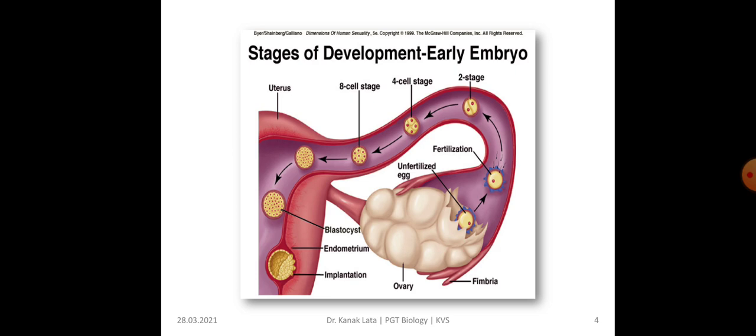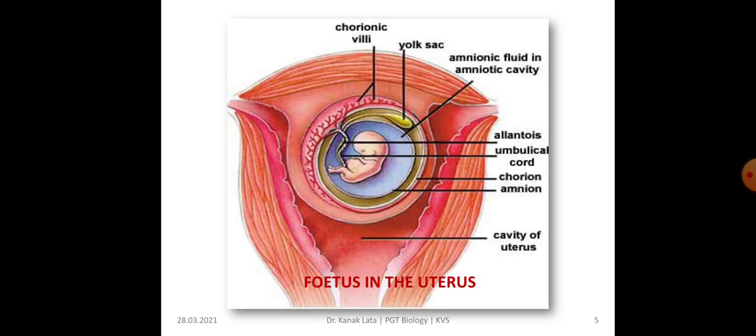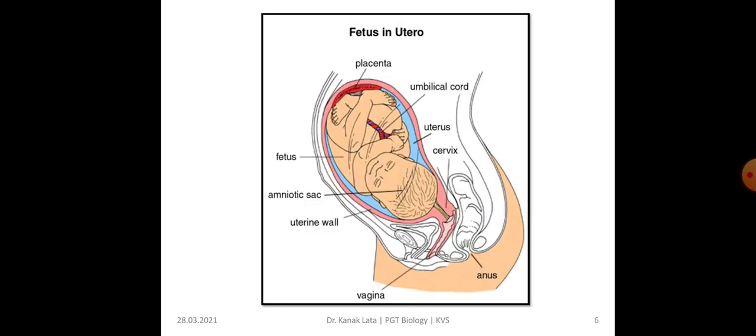Here you can see the stages of development of early embryo. Here it is the fetus in the uterus. Here also you can see the fetus in the uterus. That is, uterus is also called as mother's womb.